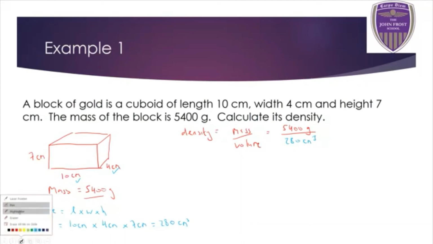If you do on the calculator 5,400 divided by 280, then you get 19.29, 2 decimal places. Now the units, remember, like with the speed, it's going to be grams on top of the fraction over cm cubed. Because grams is on top, cm cubed is on the bottom. This is called 19.29 grams per centimeter cubed. That's example 1 done.